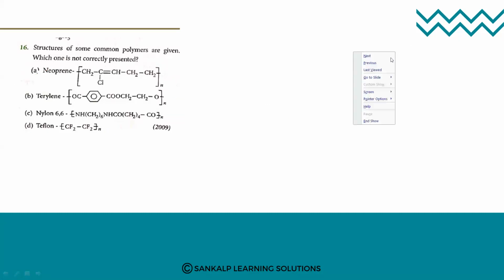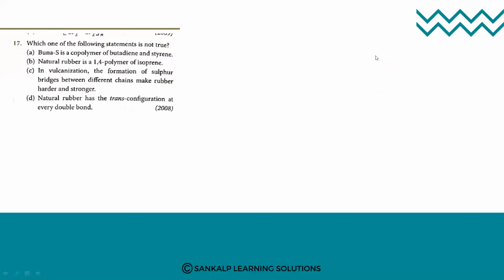So we'll go for the next question. Which one of the following statements is not true? A. Buna-S is a copolymer of butadiene and styrene. Okay, so it is correct. Next one, natural rubber is a 1,4 polymer of isoprene. So this is also correct.